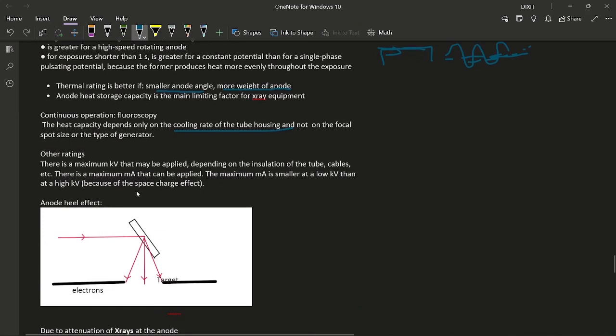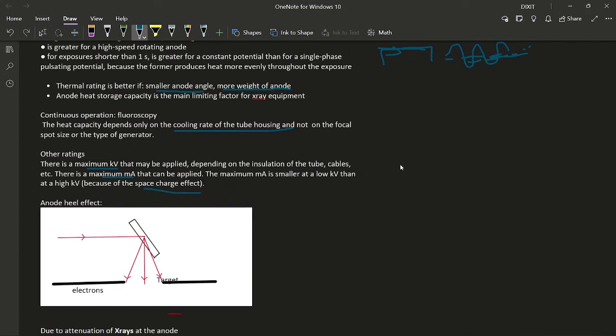Now there are some other ratings in X-ray tubes. There is a maximum kV that can be applied, and that depends on the insulation, cables and all those things. There is a maximum mA limit that can be applied. Now one thing to note is that the maximum mA is smaller at a low kilovolt than at a high kilovolt, and that is because of something called the space charge effect.